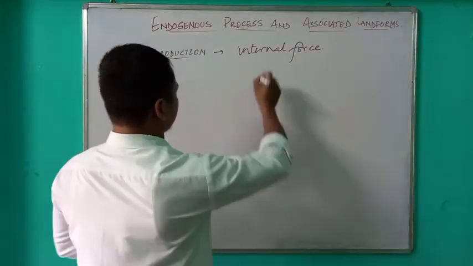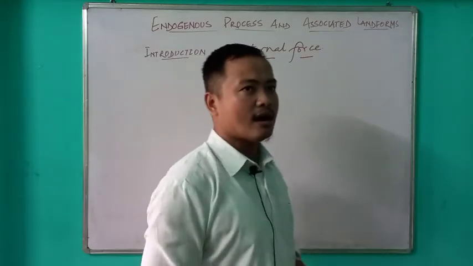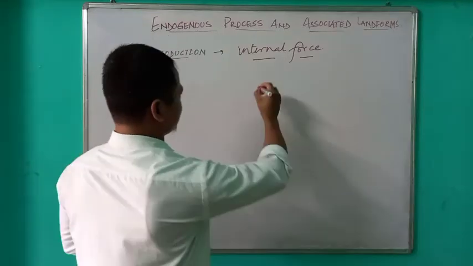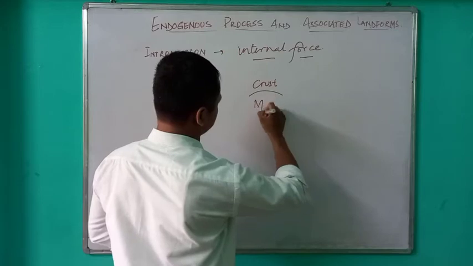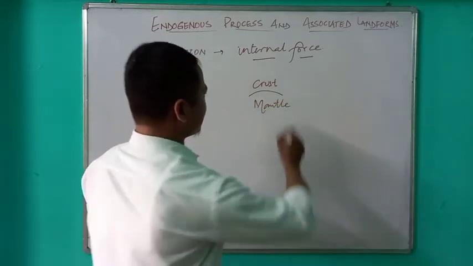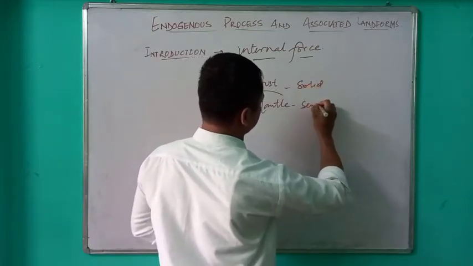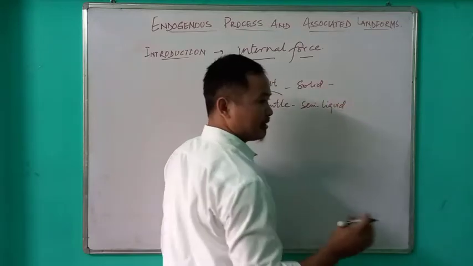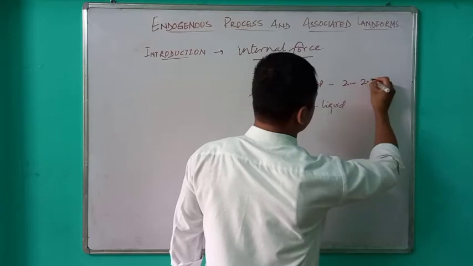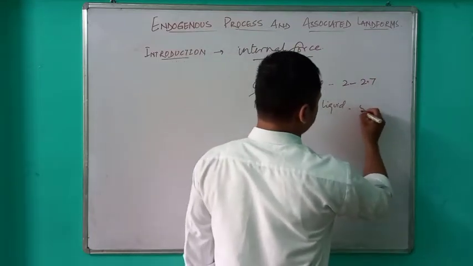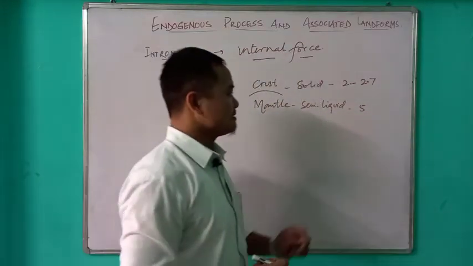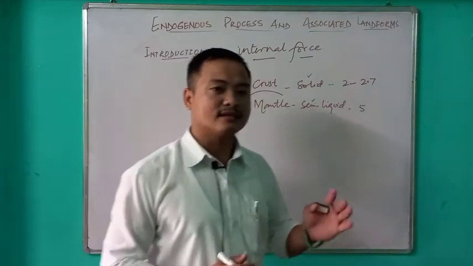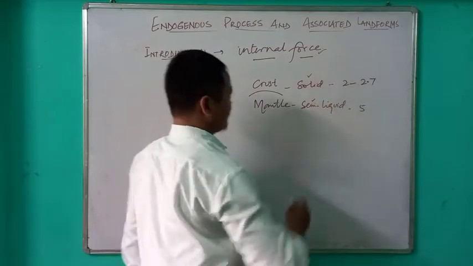So this internal force that we are talking about, or endogenous force, how is it generated, and how does it affect the formation of landforms? As we learned, the crust is solid and the mantle is semi-liquid. The crust, though solid, has less density, ranging from 2 to 2.7, while that of the mantle goes up to 5. This difference in density and in the state of matter, solid or liquid, has a great role to play in the emergence of these internal forces.